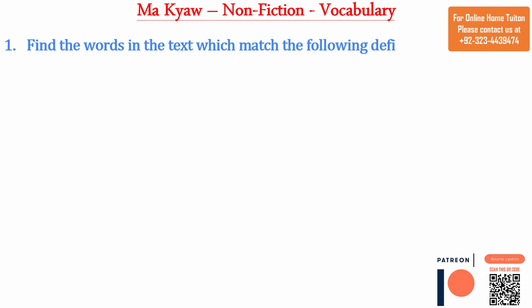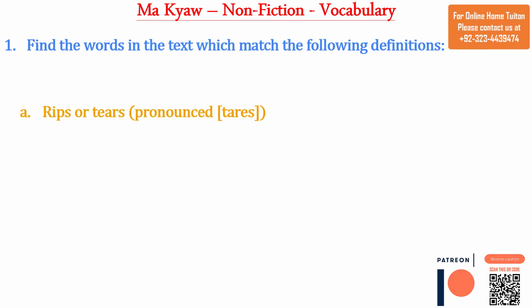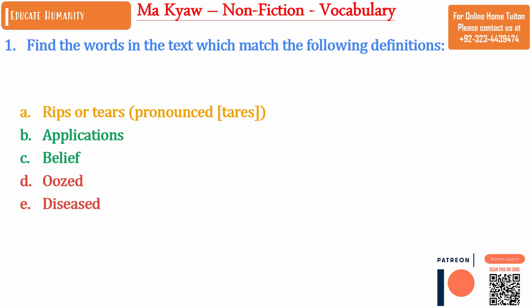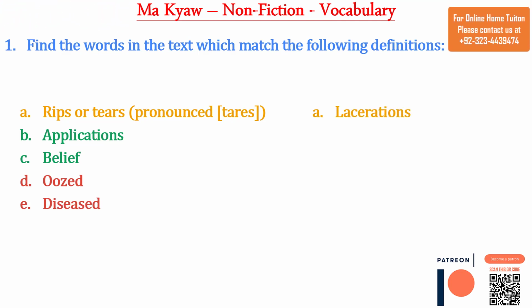Okay, so question number 1 is: find the words in the text which match the following definitions. So first of all, we will see the definitions. The first one is rips or tears. It is pronounced as tears and not tears. Part B is applications. Part C is belief. Part D is oozed. Part E is diseased.